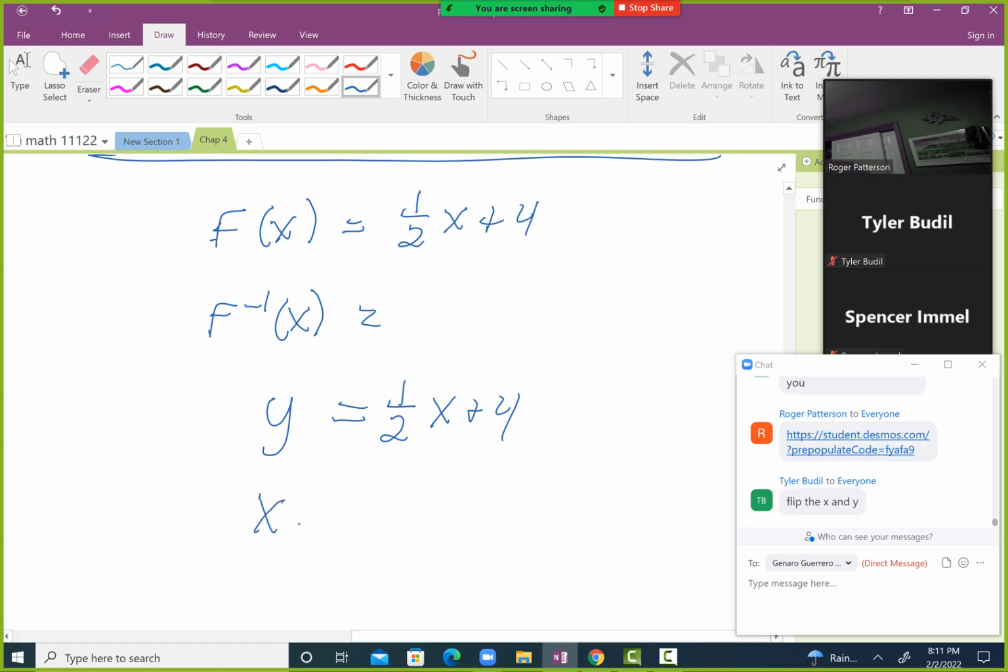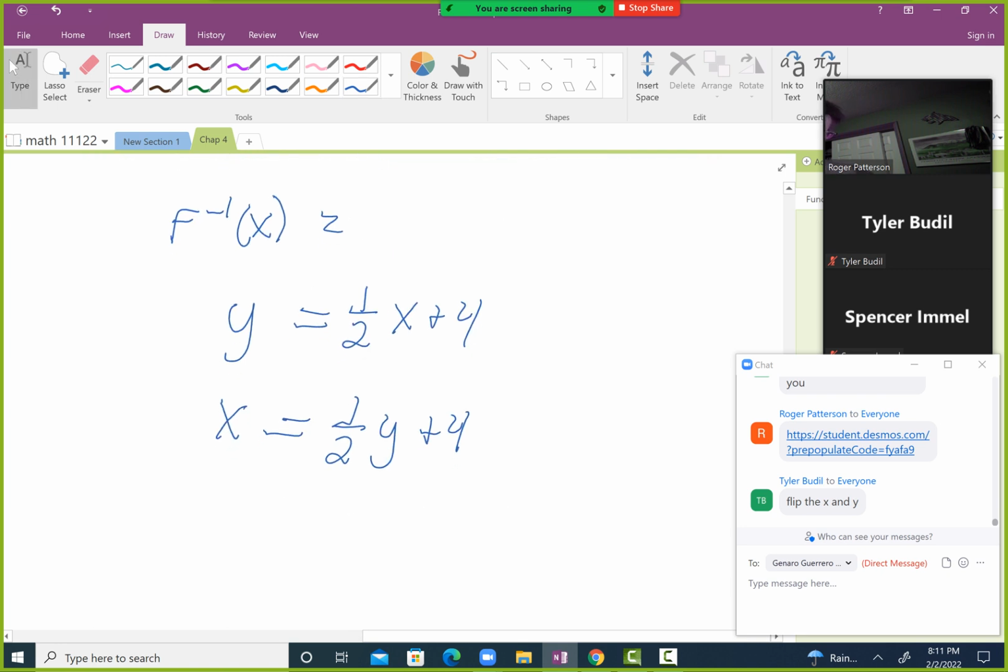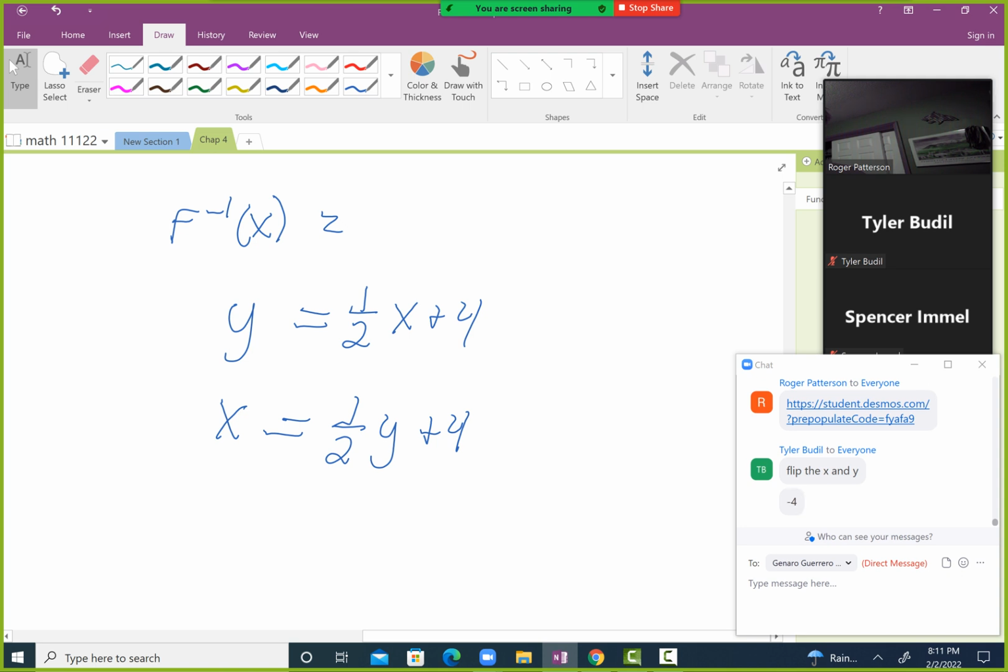So x is going to go here. Good job. Y is going to go there. And we got a plus 4. Okay. Now what do we do? Yeah, we're solving for y. Good. So we're going to subtract the 4. Subtract the 4. We got x minus 4 equals 1/2 y.